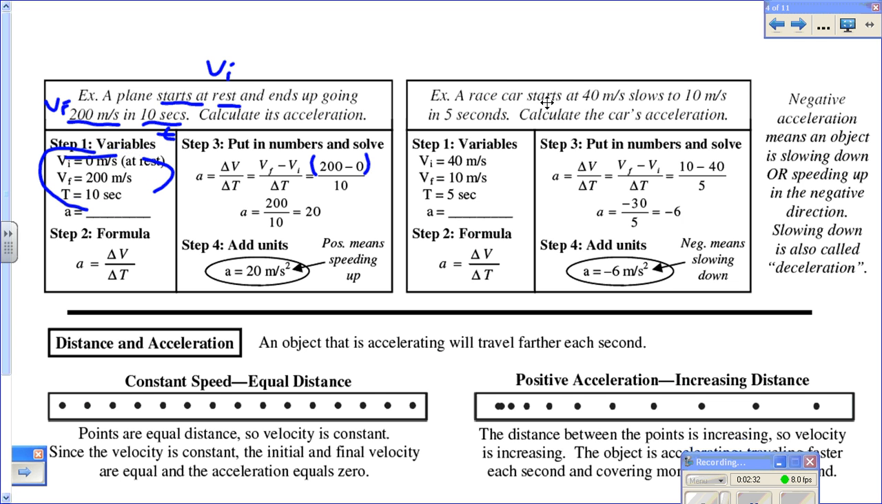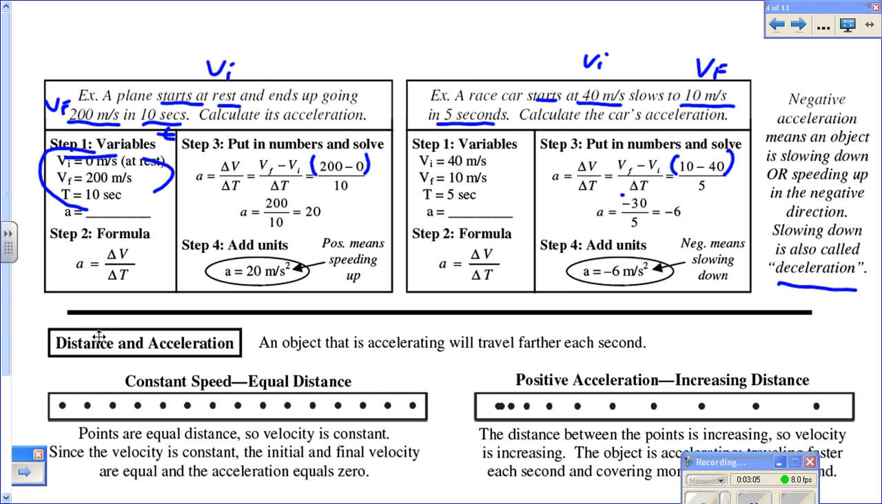All right, a race car starts at 40 meters per second, so that's its VI, initial speed. It slows to 10 meters per second, so that's its final speed, and it takes 5 seconds. So this time we have a smaller final speed. So when you see the numbers down here, it's 10 minus 40 to give you 30, actually negative 30. So negative 30 divided by 5 gives you negative 6 meters per second squared, and as they say here, that means you're slowing down. It's also called deceleration.